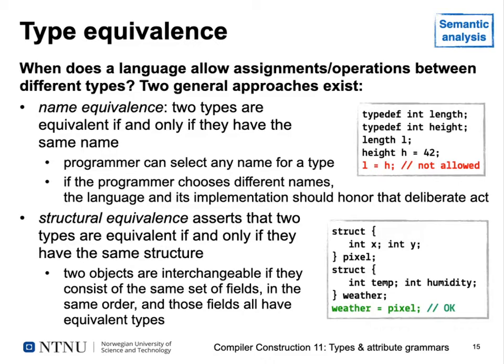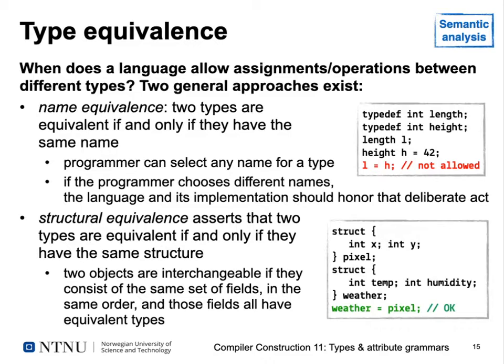On the other hand, we can have structural equivalence. Structural equivalence asserts that two different types are equivalent if and only if they have the same structure. That means two objects are interchangeable if they consist of the same set of fields in the same order, and those fields all have equivalent types.